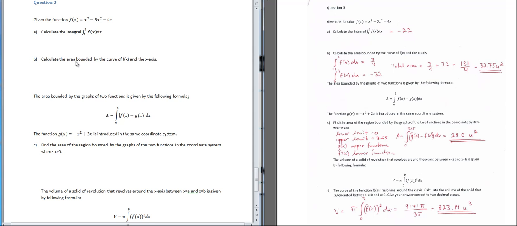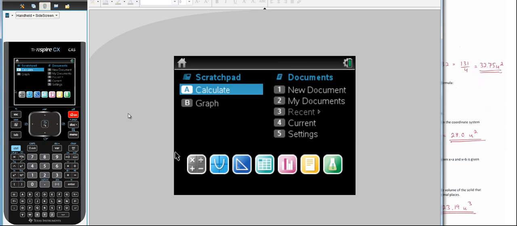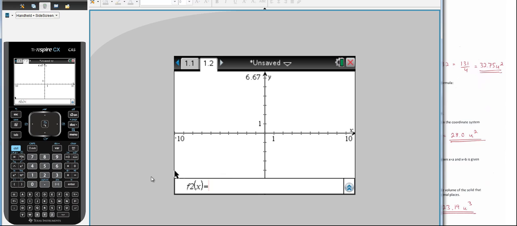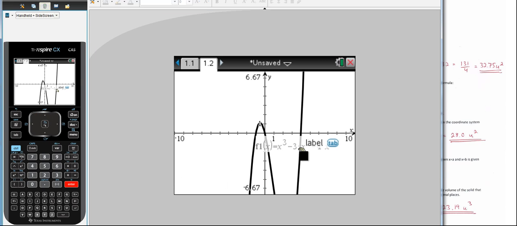B, calculate the area bounded by the curve of f of x and the x-axis. Okay, so in this case, it would be a good idea to have a look at the function to see where it crosses the x-axis to see how it looks like. So let's add a graph page. Go up, press enter to draw the graph.